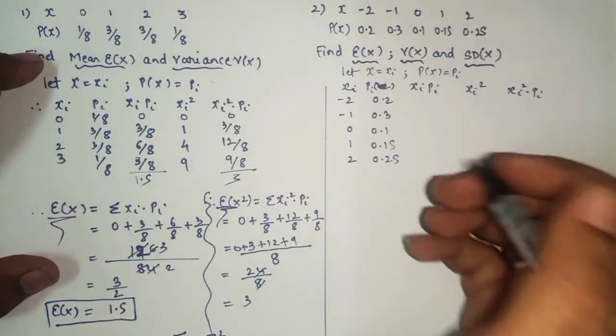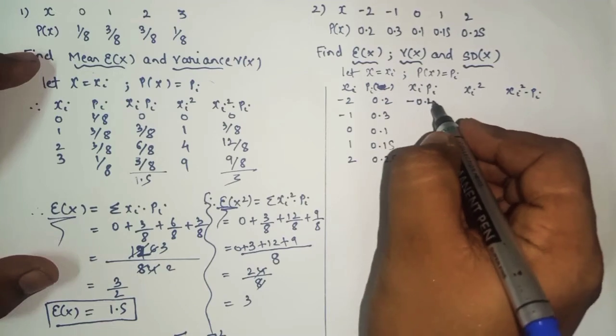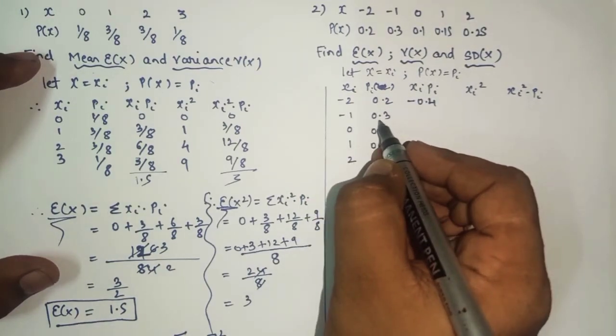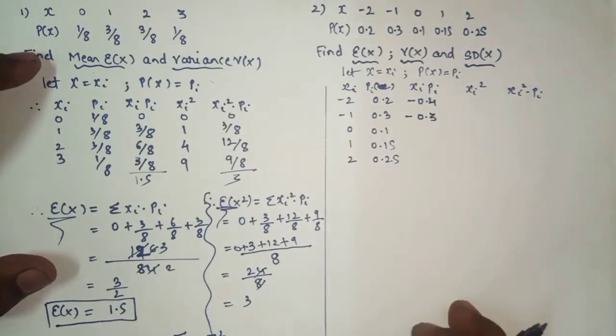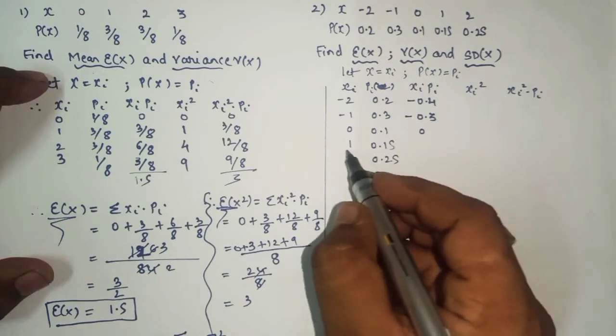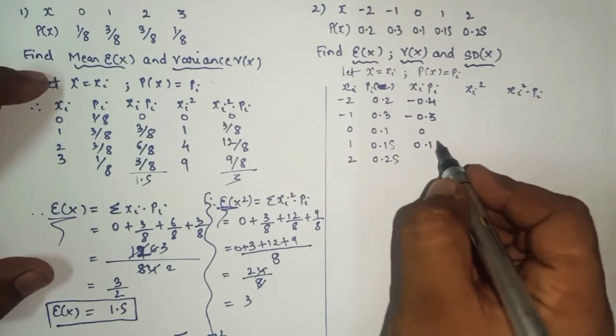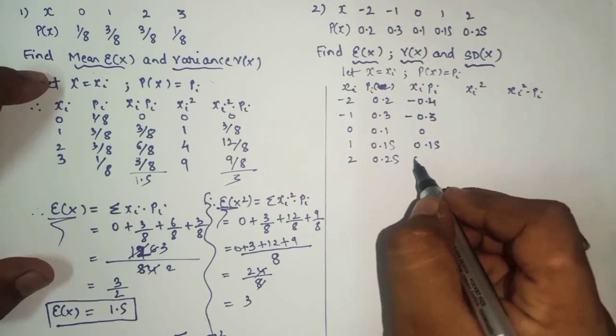Okay, so when you multiply these two, here you will get minus 0.4, minus 1 into 0.3 will be minus 0.3, 0 into 0.1 is 0, this will be 0.15, and this will be 0.50.